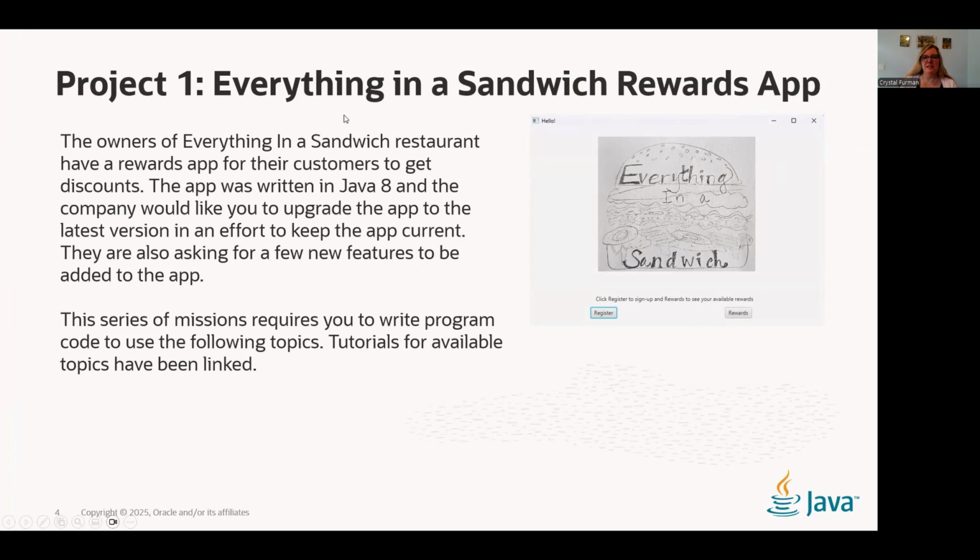Essentially, this is not a well-written app by any stretch. It was written in Java 8, and the owners of this restaurant are looking for your students to do an upgrade and take it from Java 8 up into its current version of Java. There are some prompts along the way that help them to do that. They can also add new features to the app. You will see as we go through, you can start brainstorming all sorts of different things that students can do to enhance this app.